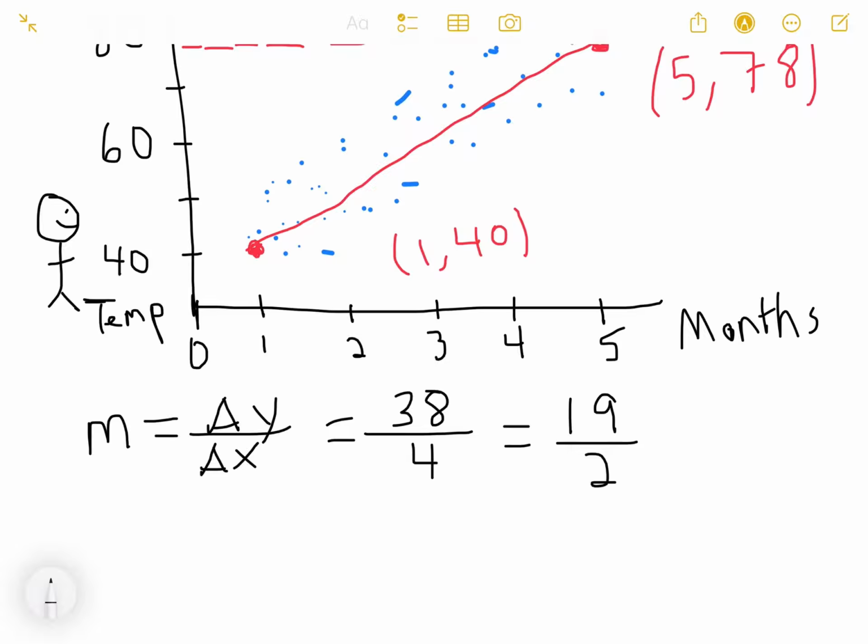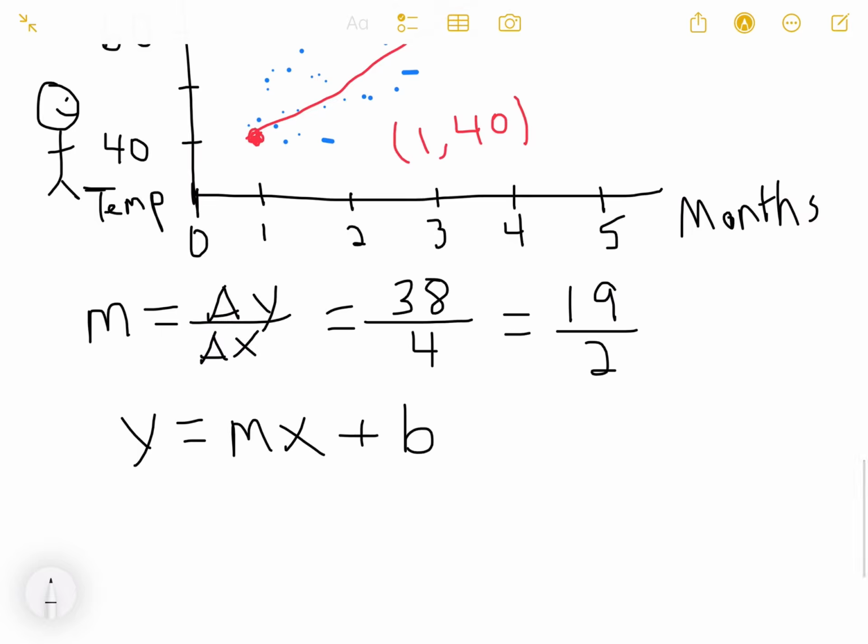So I have y equals mx plus b. That's what I have. The y-axis here is functioning as my temperature, and the x-axis as my months. So let's plug in some of these numbers. Let's pick this one right here. We'll say this is my x and this is my y: 1 and 40. So we'll put 40 in here.